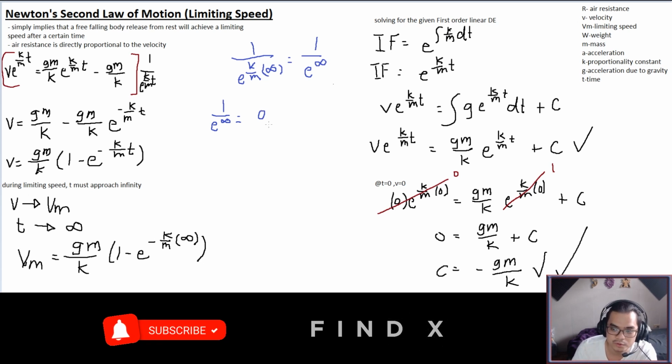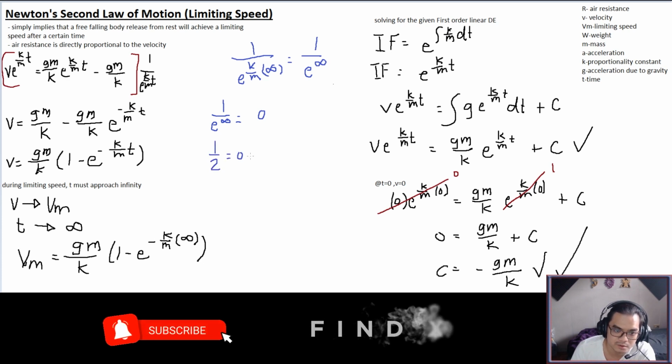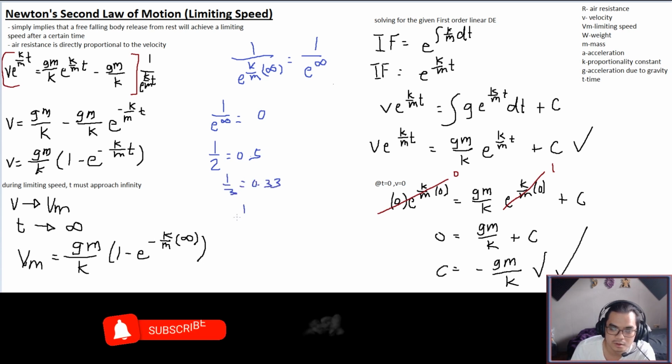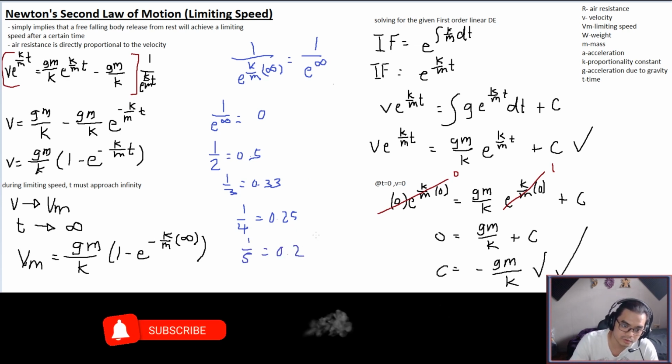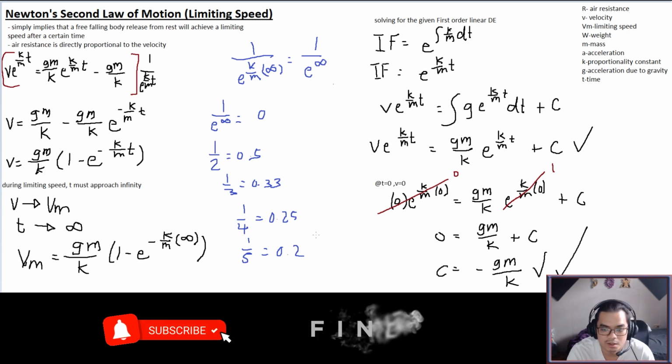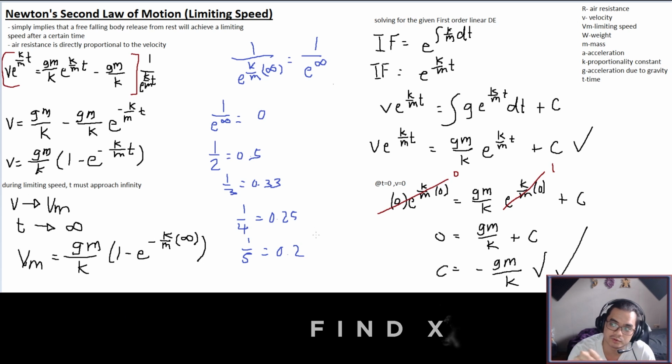Now, if you doubt that, what happens here is, let's say that 1/2 is equal to 0.5, right? And then 1/3 is equal to 0.33. And then 1/4 is equal to 0.25. And 1/5 is equal to 0.2. As you can see, as the denominator gets larger, the value of the fraction gets smaller.